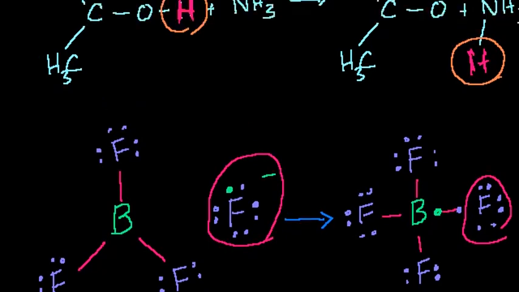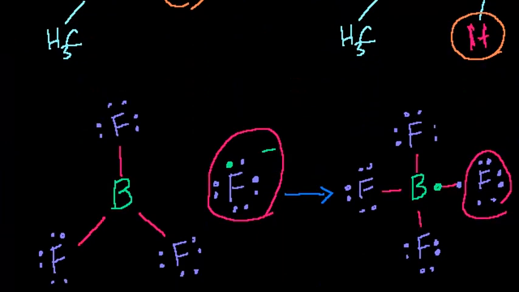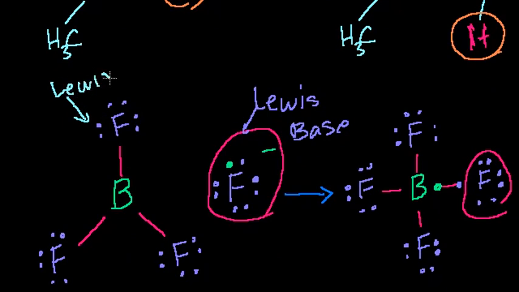And so if it's the electron donor, what is it? The fluoride is a base. So this is the Lewis base. And then the electron acceptor is a Lewis acid. So this right here is the Lewis acid. It's good to know that these definitions exist, especially so you don't get confused in the future.